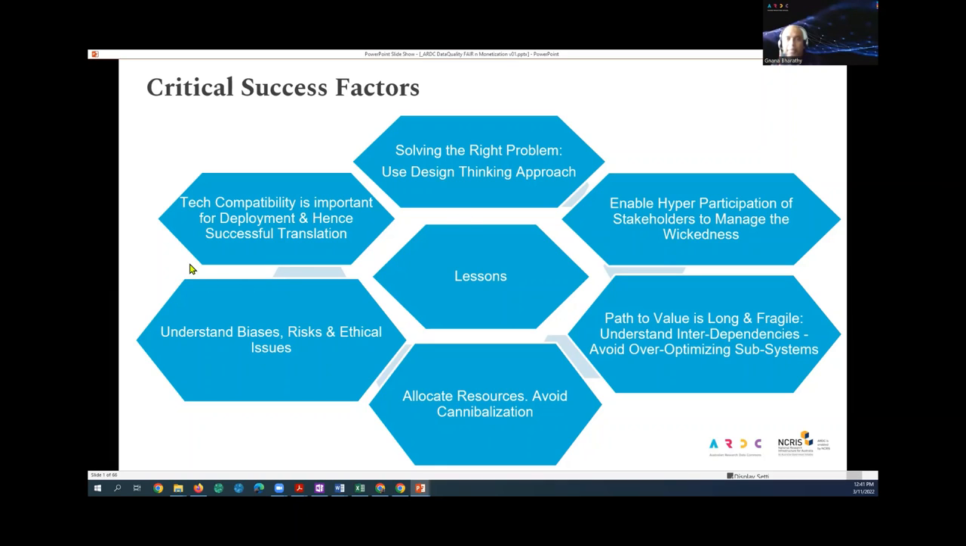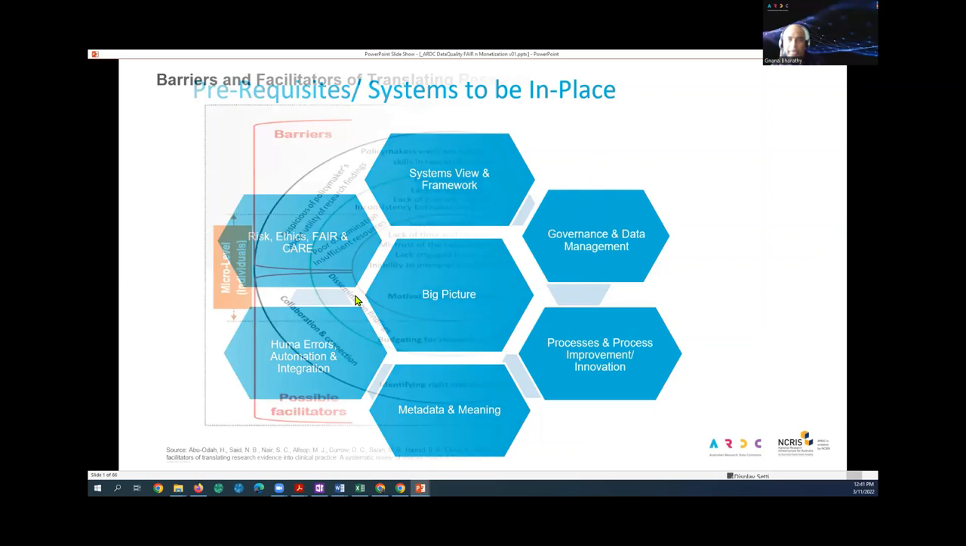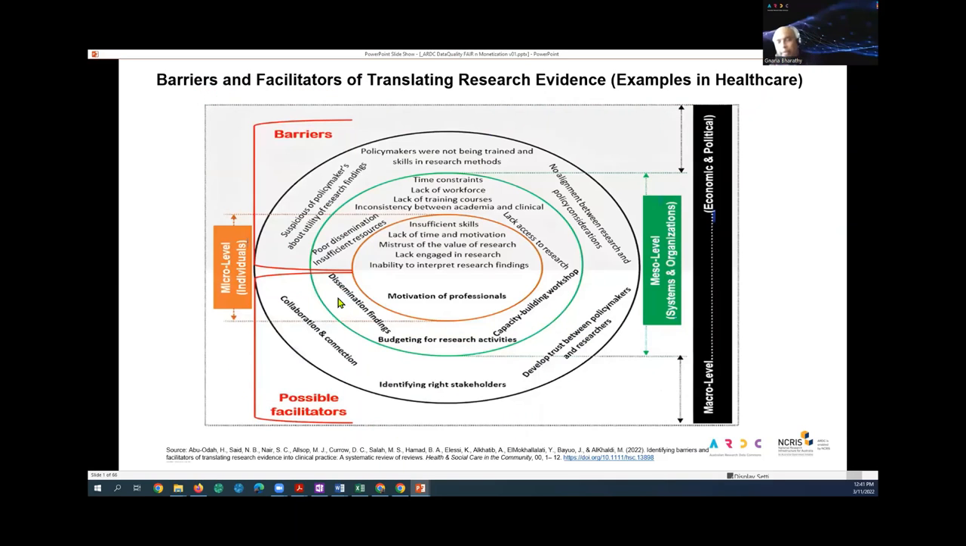And to understand the path to value is long and fragile, and also allocate appropriate resources without cannibalizing, and understand the biases, risk, and ethical issues, both in the data as well as the processing pipeline, including machine learning or other modeling processes. And tech compatibility is also quite important. So one needs to take a more systems view, and frameworks, governance, and management are important. Processes are important. Metadata and meaning are quite important. And human factors need to be addressed. So do risk, ethics, and fair and care ideas.